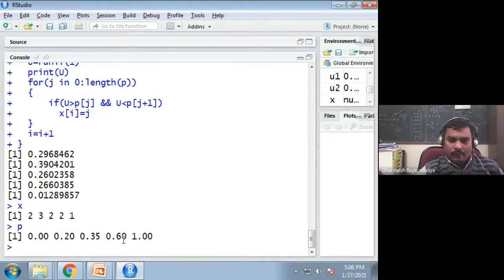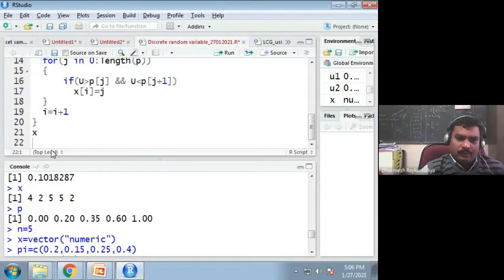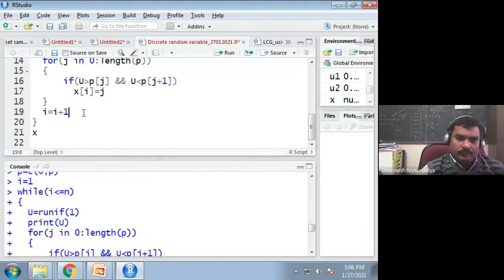0.39. Where will 0.39 come? Here, which is less than this. So which position is that? 1, 2 and 3. So this is the third random number. 0.26 here, so second. 0.26 will come here, second. And 0.01, where will it come? Here. So this is the required random number generation. Suppose if you wish to generate 100 or 10, you can easily generate the 10.